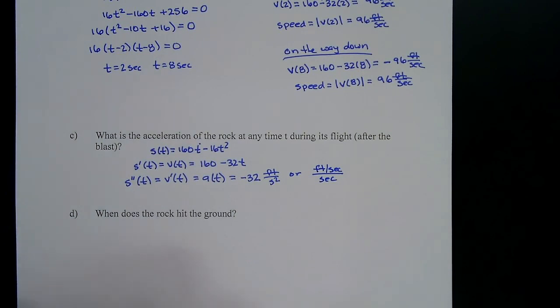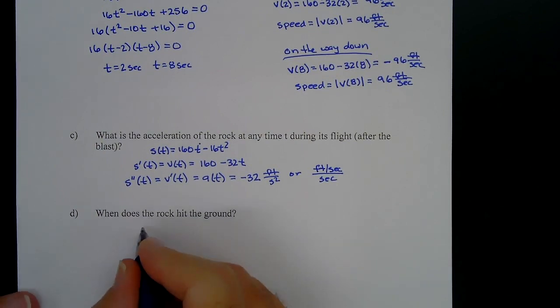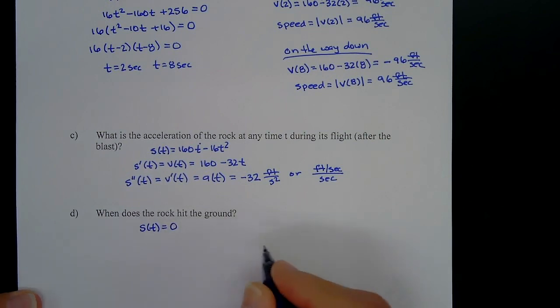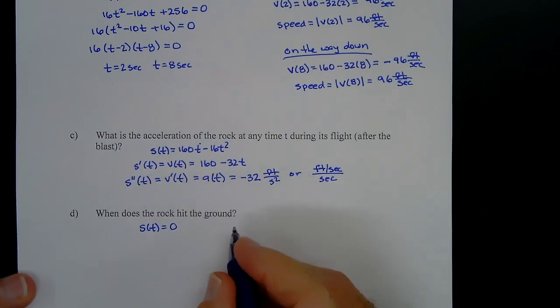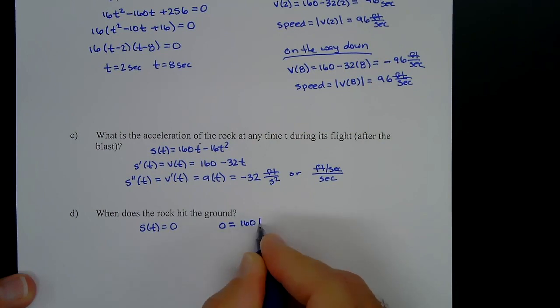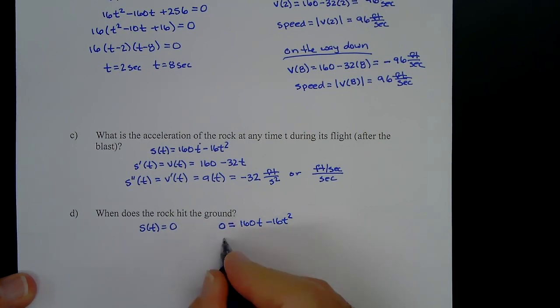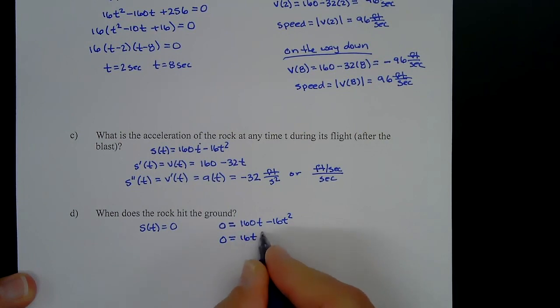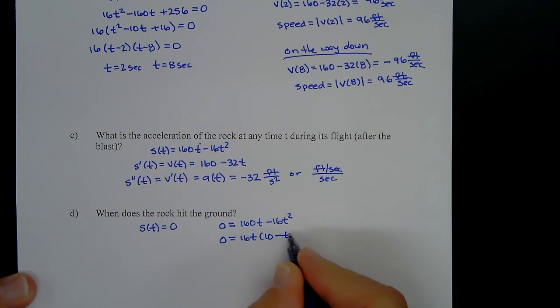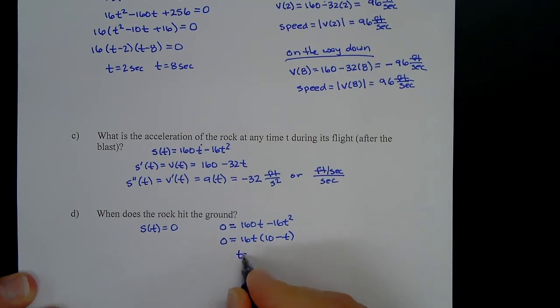And finally, the last question actually really isn't even a calculus problem, okay? When does the rock hit the ground? Well, we know it hits the ground when the height is 0, okay? So s of t would have to equal 0. Well, s of t is 160t minus 16t squared, so we would just set that equal to 0. There's a common factor here of 16t, and then that would be 0 is equal to 16t times 10 minus t. And so that would give you a time of 0, because 16 times 0 would be 0, okay? And this t right here would have to be 10. So t is equal to 10.